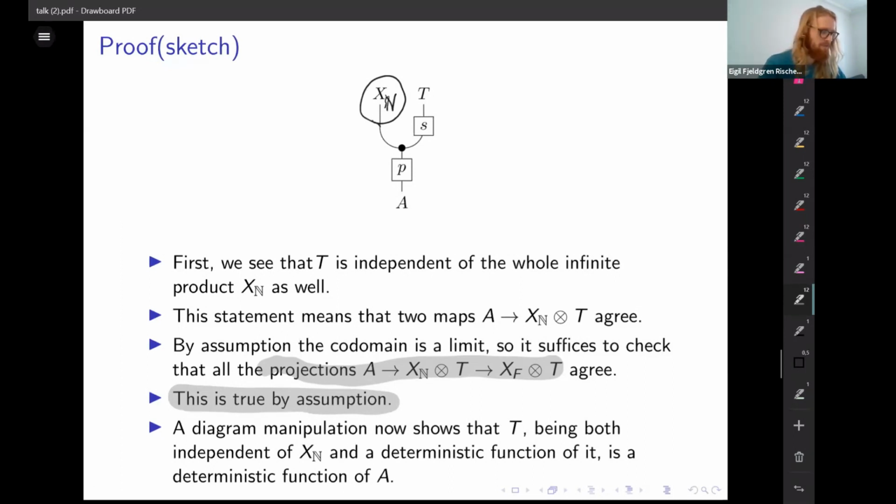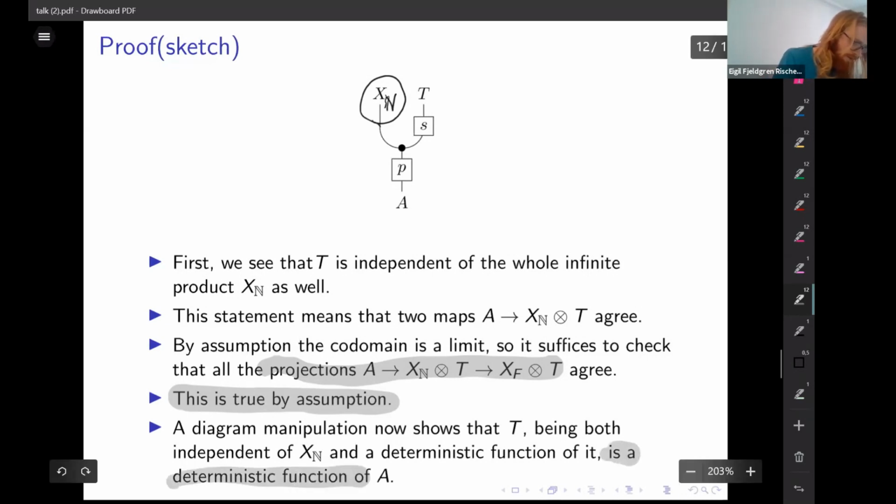So now I have that these two things are independent, xn and t are independent. And also t is a deterministic function of the xn, right? It's just f or s of xn. So then you can manipulate the diagrams to show that this really implies that t is actually a deterministic function of A. And this is basically what we wanted to show, right?